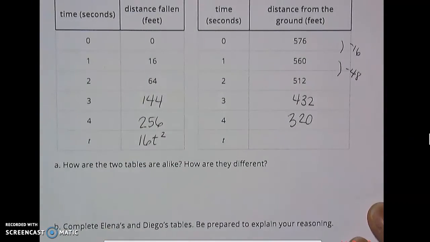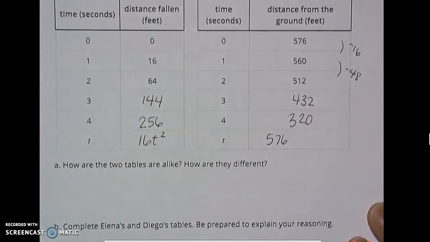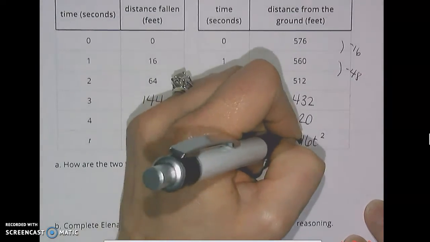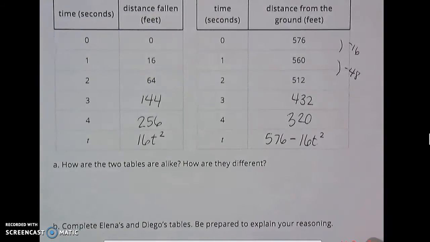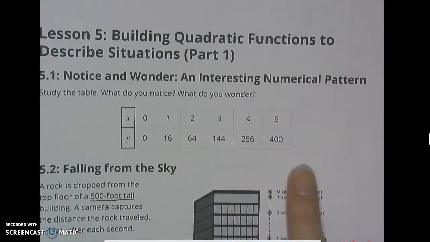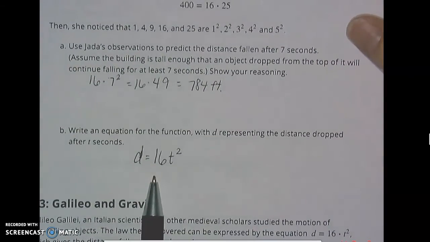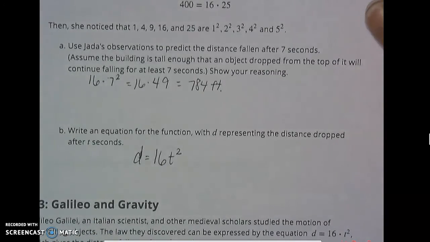So how is Diego getting his information? He's starting with the 576 feet. That's the distance to the ground. And then he's subtracting the gravitational piece, subtracting 16 times the second squared as you go. Okay? Alright, so those are our equations, keeping in mind that these numbers are going to be very common of what you're seeing, and knowing that when we have an equation for the function with d representing the distance dropped after t seconds, it's going to be the distance equals 16t squared. That's it.